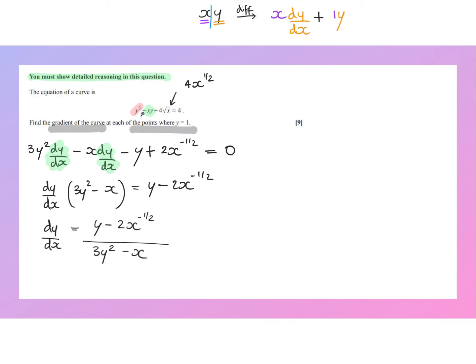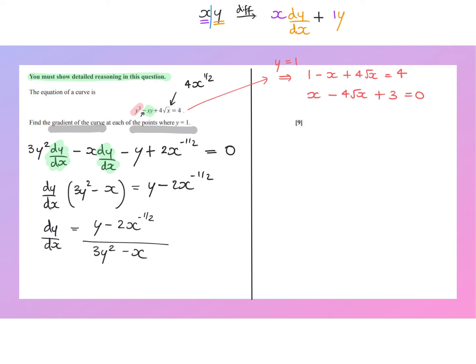Now, I need to evaluate the gradient at each of the points where y is equal to 1. So we need to find out what happens when y equals 1. So let's go back to this equation of the curve and let's set y equal to 1. That's going to give us 1 minus x plus 4 root x equals 4. I'm going to rearrange this equation in a particular way. So x minus 4 root x plus 3 equals 0.